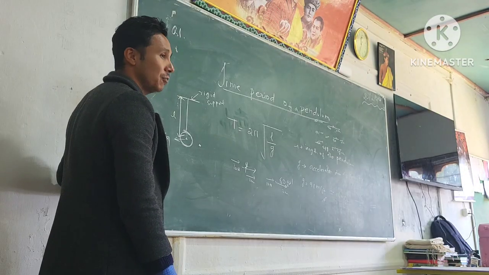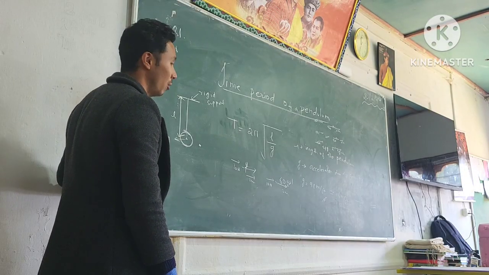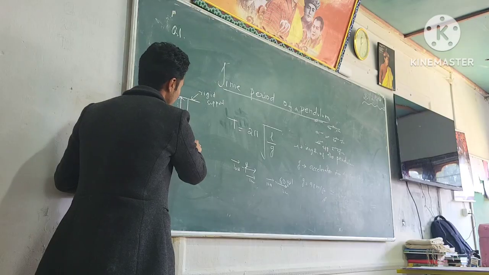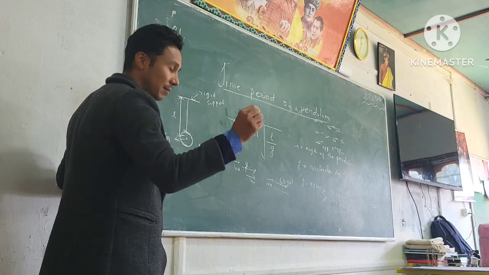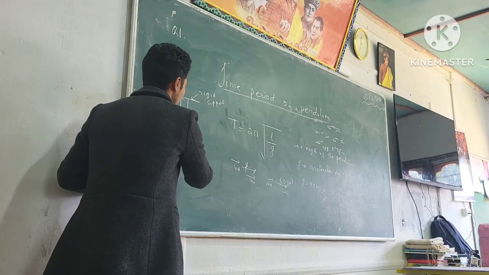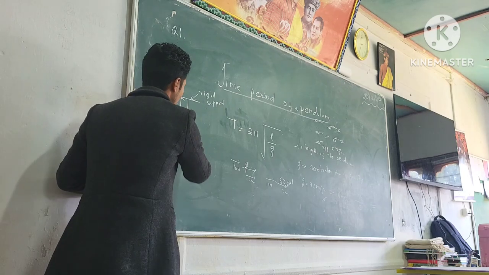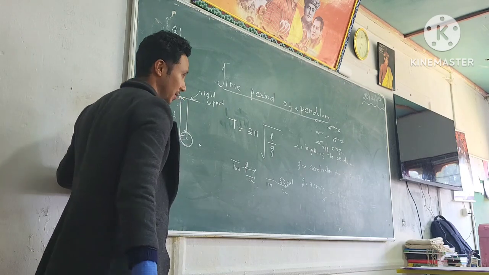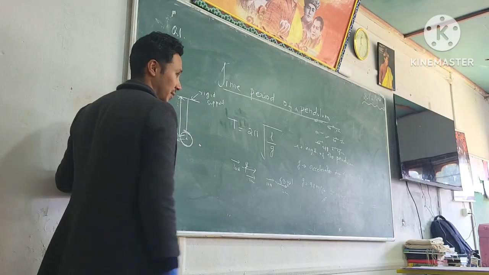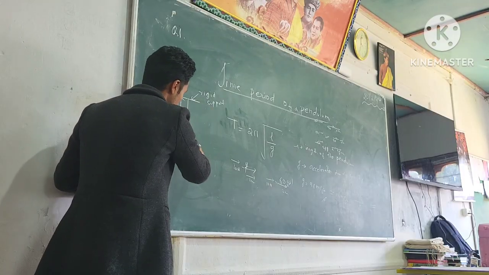Every time, whenever we find the length of the pendulum, we always find it from the center of gravity. Because the center of gravity is the point which is the average position of this whole body. The average position of the whole body weight is this point, the center of gravity point. So we have to measure from the average position.